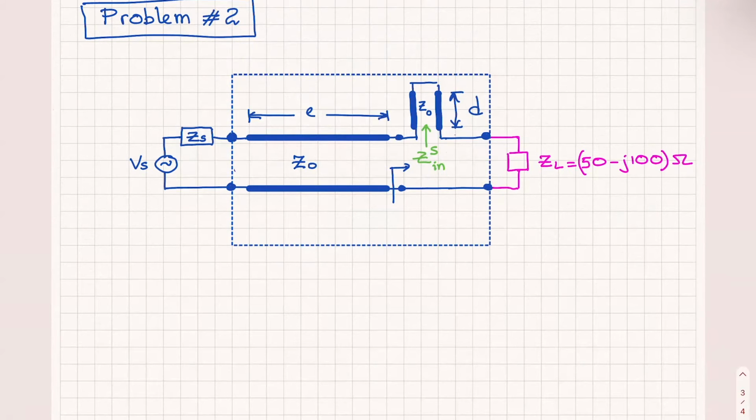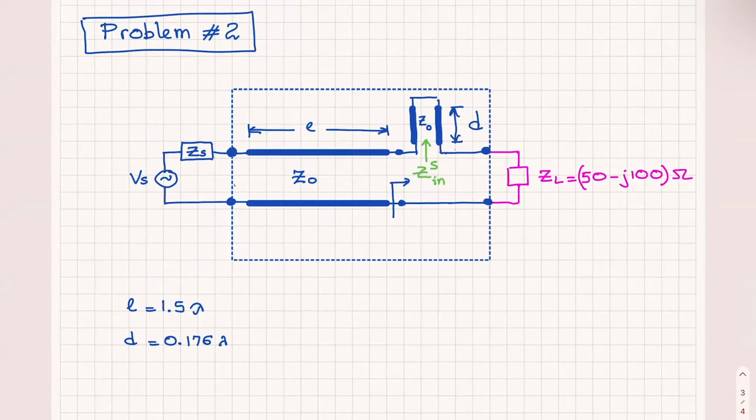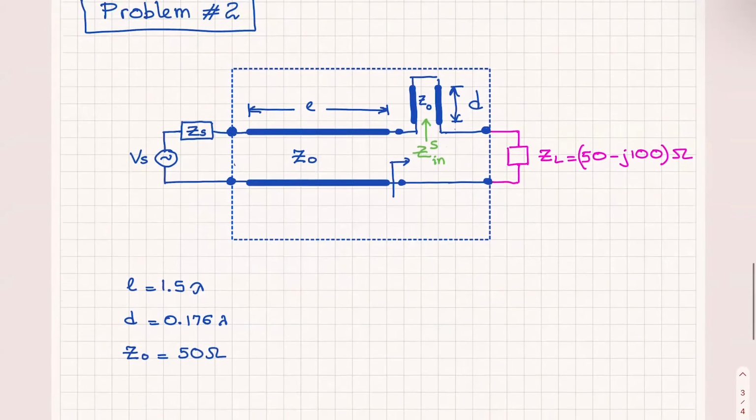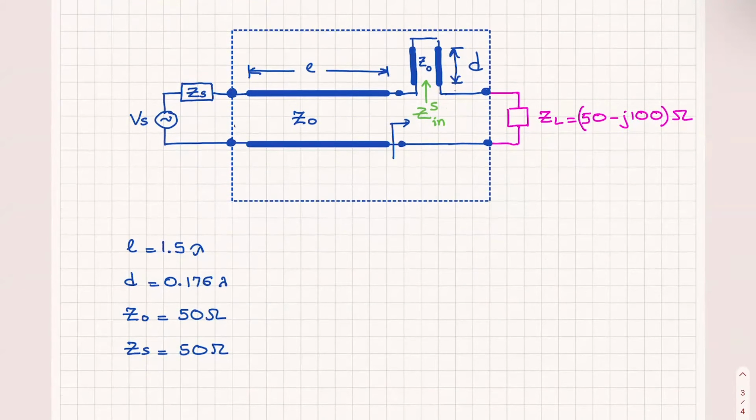So I will remember what we have. We have that L is 1.5 lambda. We found that D is 0.176 lambda. Then we have Z0 of 50 ohms, and ZS of 50 ohms. And F is 10 gigahertz from the previous problem.